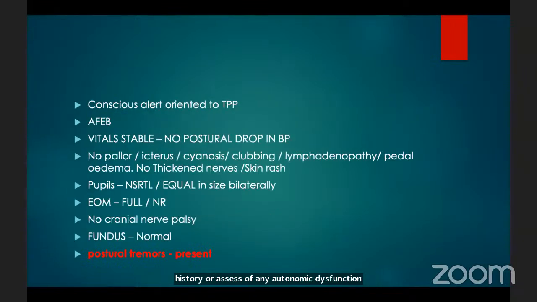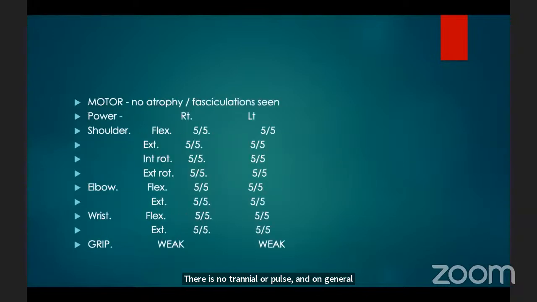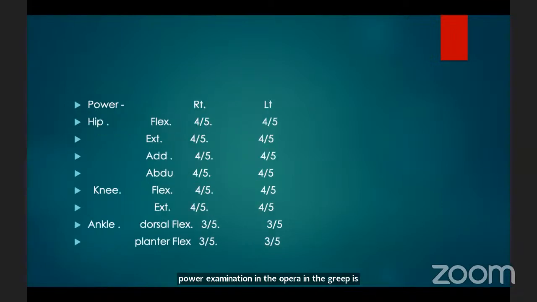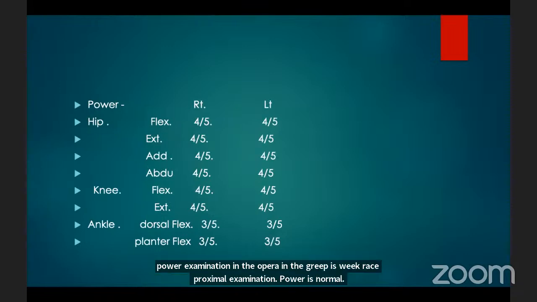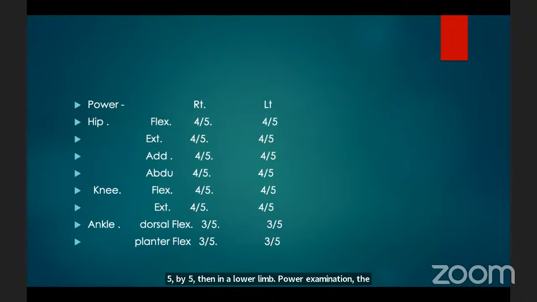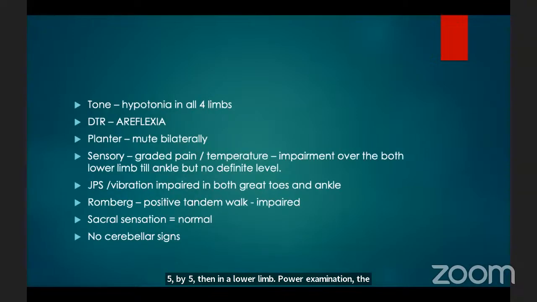On examination, the patient is conscious, alert, vitals stable, pupils equally reacting to light. There is no cranial nerve palsy. On general examination, there are postural tremors. In the motor examination, there is no atrophy or fasciculation seen. On power examination in the upper limb, the grip is weak, the rest of the proximal power is normal, 5/5. In the lower limb, proximal power is 4/5 but distal power is 3/5. Tone is hypotonic in all 4 limbs.